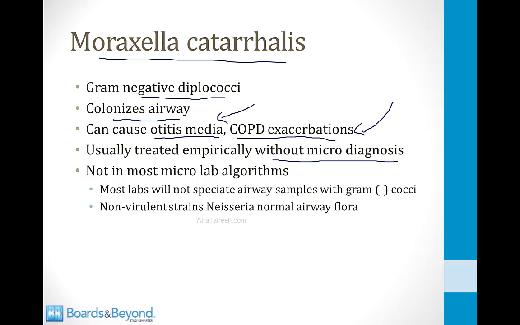and otitis media. And the reason it's not on the previous slide is because it's not part of most microbiology lab algorithms. Most labs will not speciate airway samples that have gram-negative cocci. So for example, if you send a sputum sample to the lab and it shows gram-negative cocci, the lab often won't speciate it any further than that. And that's because Moraxella catarrhalis is a normal airway colonizer, and in addition, there are non-virulent strains of Neisseria that are also normal airway flora. So that's why it doesn't usually appear on algorithms for identification of gram-negative bacteria. The only thing you really need to know about this bug is that it's a colonizer of the airway and that it's involved in some ear and respiratory infections.